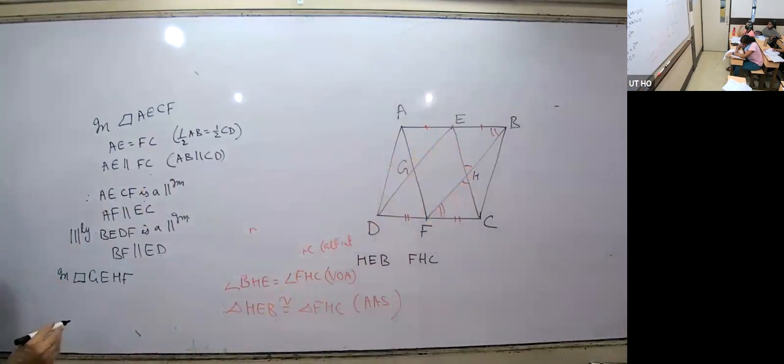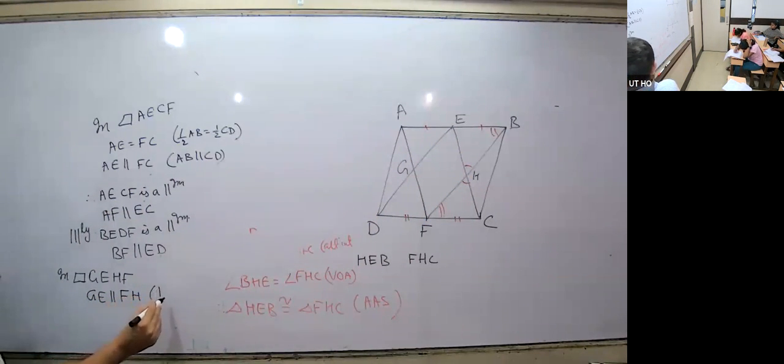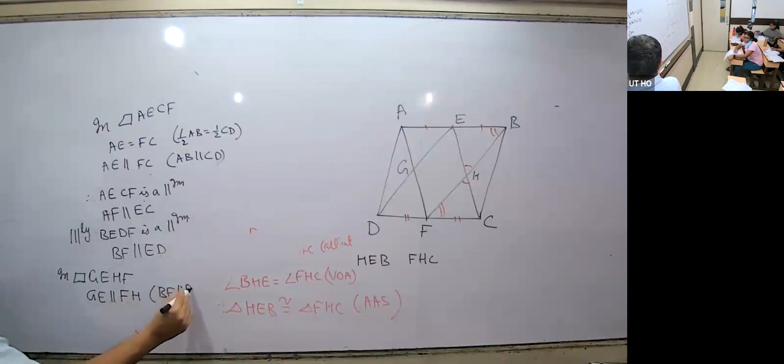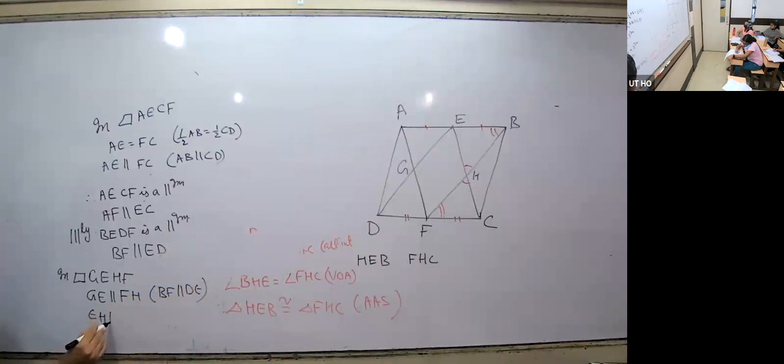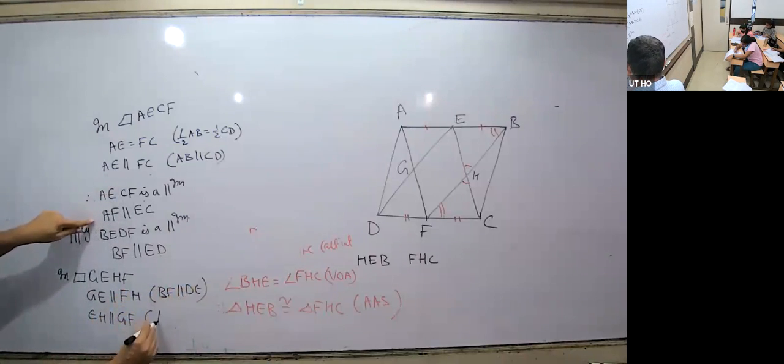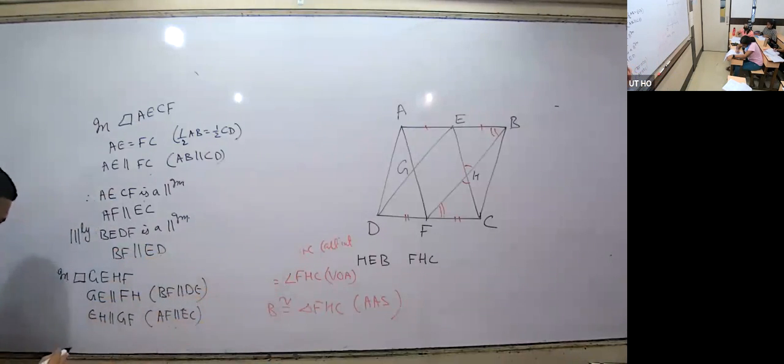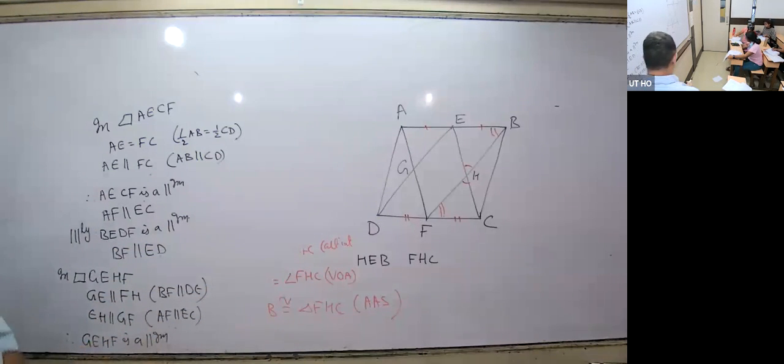Okay. GE is parallel to FH. Reason, because GF is parallel to BE. And the second one, EH parallel to GF. Reason is above here you proved now, AF parallel to EC. Therefore, GEHF is a parallelogram. Hope you have followed.